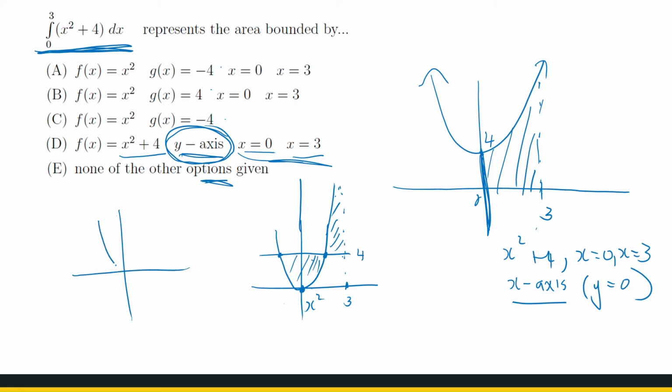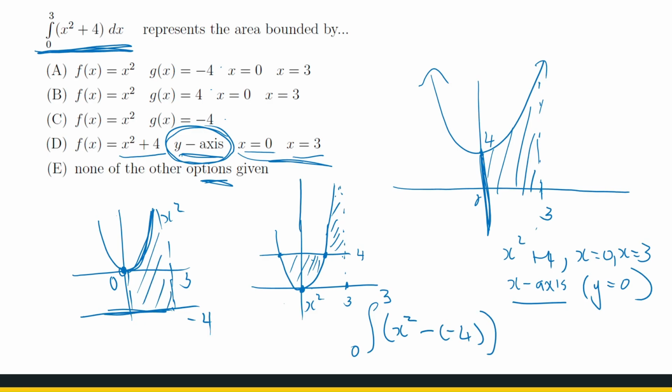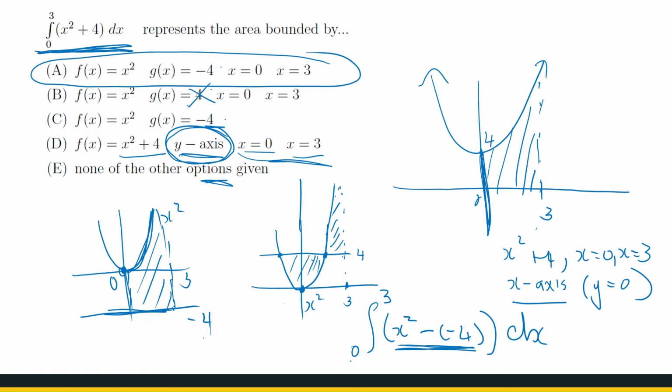Let's look at x squared and minus 4. If I look at the area from 0 to 3, that will be represented by the integral from 0 to 3 of the function on top, which is x squared, minus the function at the bottom, which is minus 4. There we go. So that's the area between these two functions, x squared and minus 4, x equal to 0 and x equal to 3. So it's definitely not 4. It can't just be minus 4. It's got to be chopped off between 0 and 3. That was a bit of work to get there, but that's what that integral represents.